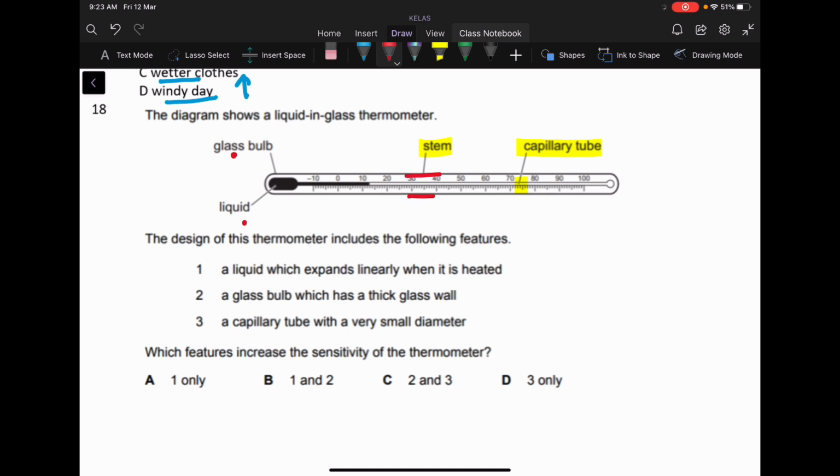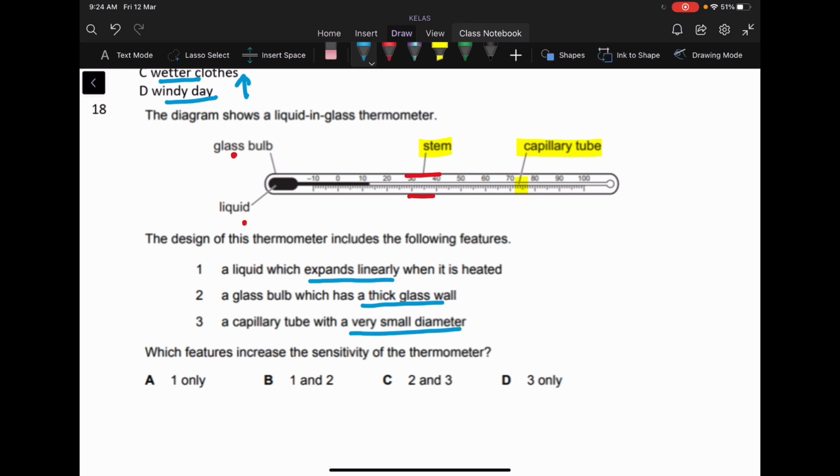The design of this thermometer includes the following features. Number 1, a liquid which expands linearly when heated. Is that true? Yes, we want something that expands linearly so that we can read the scale. Number 2, a glass bulb which has thick glass wall. Do you want a thick glass wall? Number 3, a capillary tube which has very small diameter. Why do you want it to be small? Is that true? Do you want small or bigger diameter?